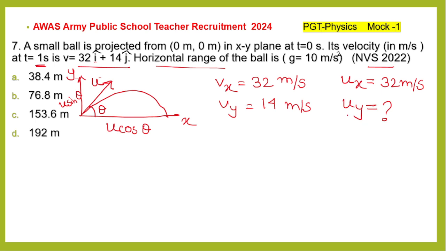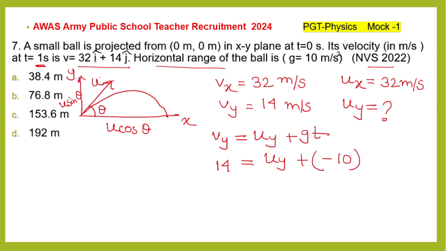Let's find out the initial velocity along the y-axis. What is the equation of motion? That is Vy is equal to Uy plus gt. This is our equation of motion. Put in the values: 14 is equal to Uy plus g, that is minus 10. Why? Because this object is projected in the upward direction, and here t is equal to 1. It gives Uy is equal to 24 meters per second.